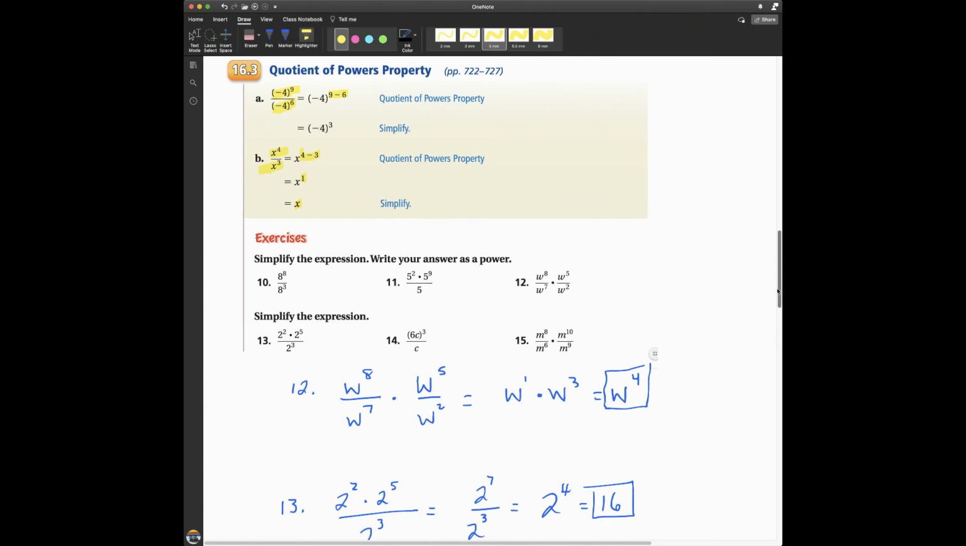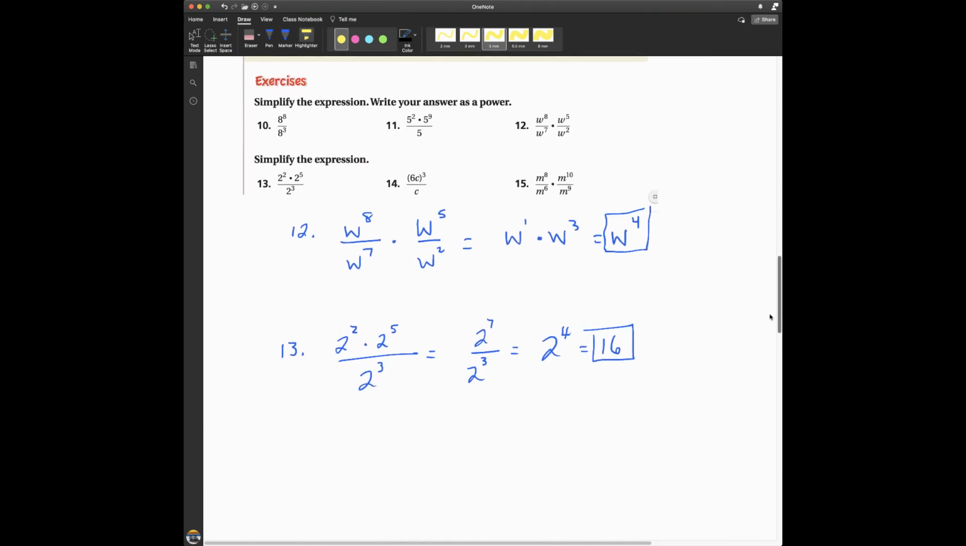All right, so I worked out a couple problems down here. I worked out problem 12 and problem 13, and you can see the work that I did. I basically worked out what is w to the 8th divided by w to the 7th. That is just w to the first.